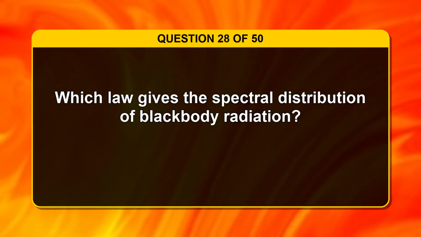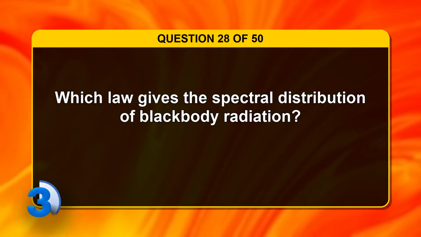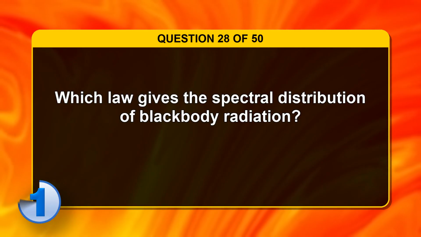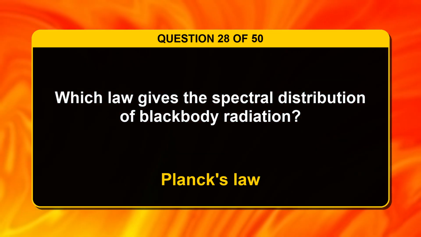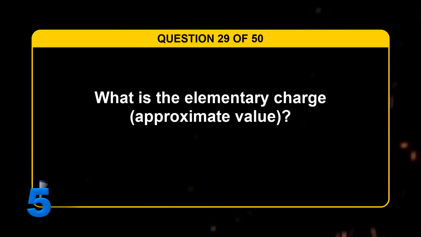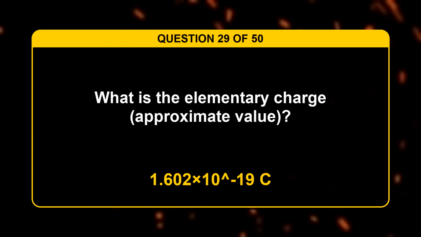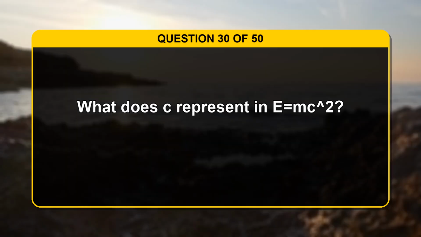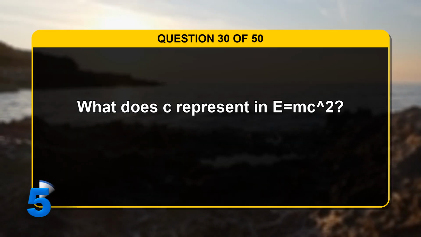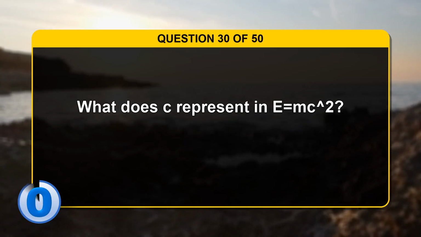Which law gives the spectral distribution of blackbody radiation? Planck's law. What is the elementary charge, approximate value? 1.602 times 10 to the negative 19 C. What does c represent in E = mc squared? Answer: speed of light.